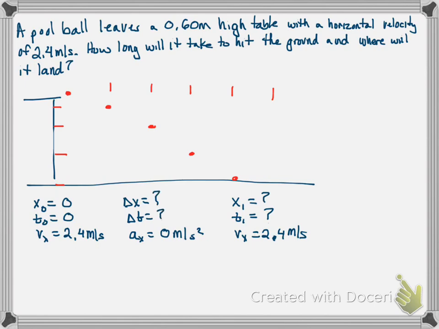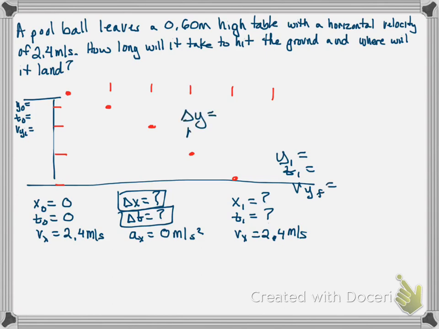I don't know anything about positions or times. But I want to know delta x, how far it lands, and I want to know delta t, how long it's in the air. In order to find that, I'm going to use vertical information. So I set up my possible variables in the vertical direction and then fill in what we know. The thing with projectiles is you have to organize the horizontal information and the vertical information.